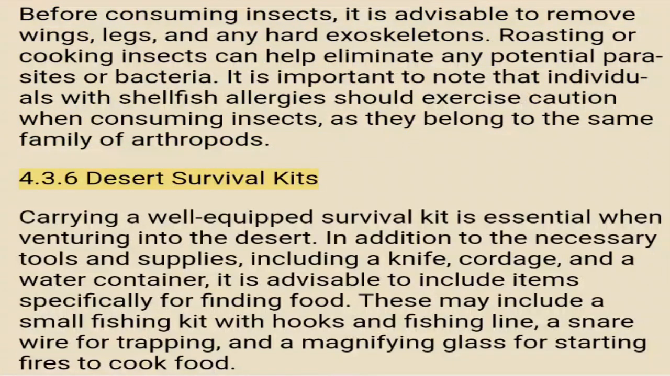4.3.6 Desert Survival Kits. Carrying a well-equipped survival kit is essential when venturing into the desert. In addition to the necessary tools and supplies, including a knife, cordage, and a water container, it is advisable to include items specifically for finding food. These may include a small fishing kit with hooks and fishing line, a snare wire for trapping, and a magnifying glass for starting fires to cook food.